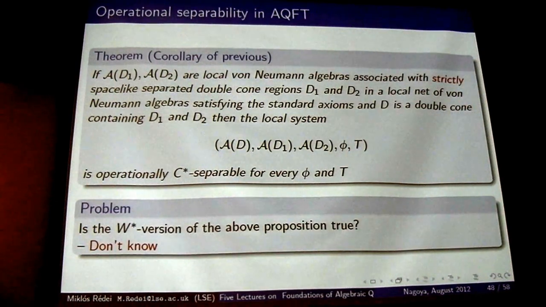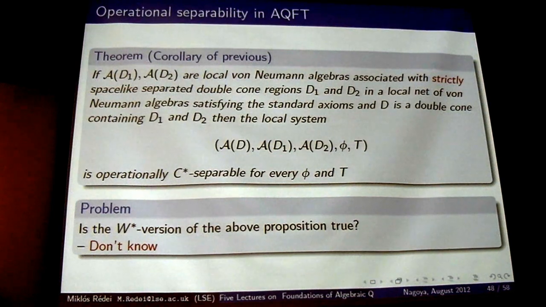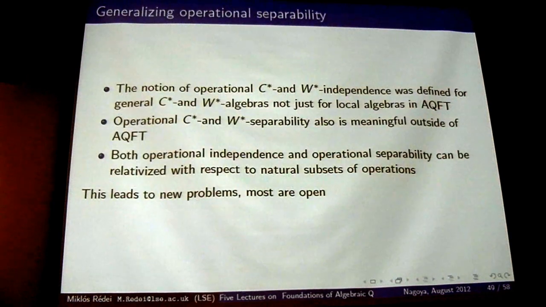Is the W-star version of the above also true? We don't know, because we don't know what the status of the W-star operational independence is in quantum theory, for the reasons we discussed. It's unclear whether the operations which are normal are extendable to the double quote, to the large double quote. That we don't know. Probably it is not the case. Okay.